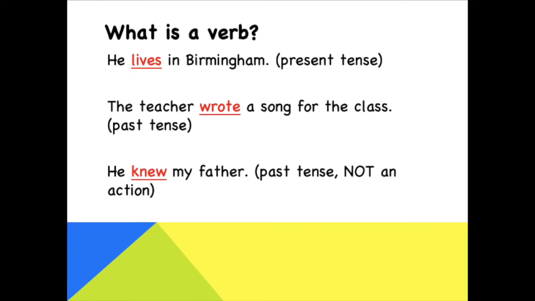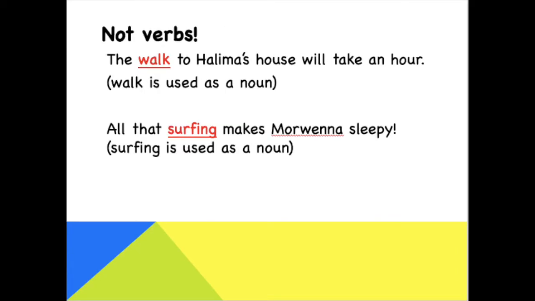Here's some examples of verbs. The first one, he lives in Birmingham. You'll see the verb is underlined and in red, and obviously that's in the present tense. The next one, the teacher wrote a song for the class. So the verb is wrote and obviously is in the past tense. And the last one, he knew my father. So this is what I was just saying. It's not an action, but the verb is knew, and that's in the past tense as well.